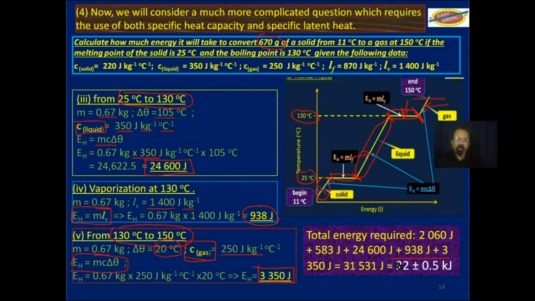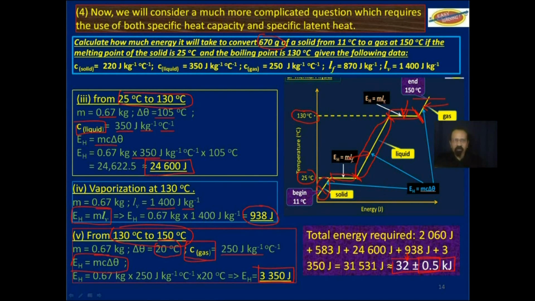And we find that we get 32,000 joules, or we could say 32 kilojoules. And we have our margin of error here, since we are rounding off at the ones position. So it may look kind of complicated, but if you think about it carefully, it's not that difficult.